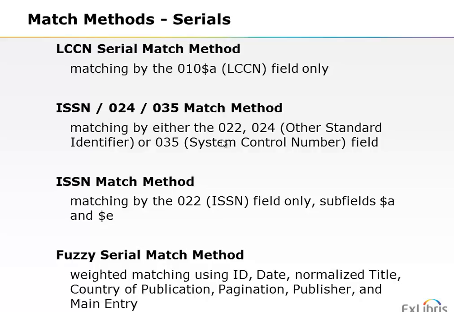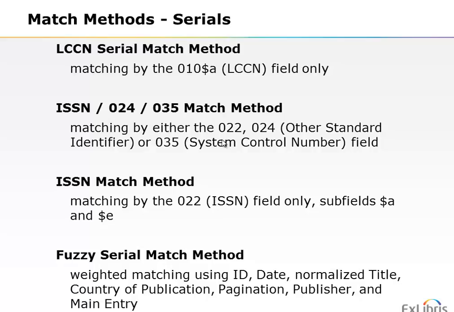Alternatively, the ISSN match method uses the 022 exclusively as the match point, and therefore only if these fields are identical in the incoming and existing records will this match method identify the records as matching. Finally, we have a fuzzy match method, which uses a weighted system to compare several different bibliographic fields, including the IDs and the dates, normalized title, country of publication, pagination, publisher, and main entry, in order to determine whether the two records are matching or not.